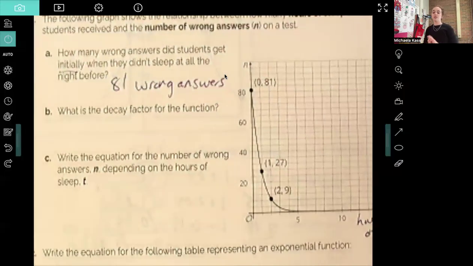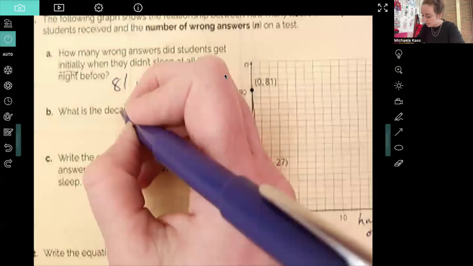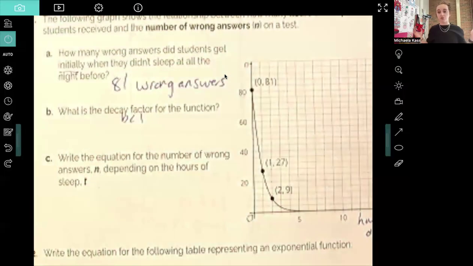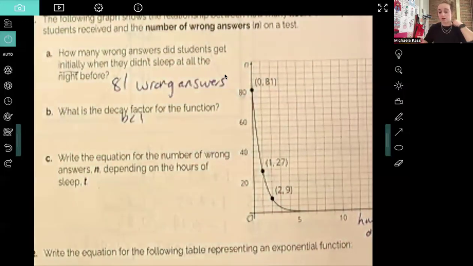Okay, the next question says, what is the decay factor? So remember, decay means less than 1, okay? Gotta remember that. It means B has to be less than 1. If we get anything larger than 1, we messed up somewhere in the problem.